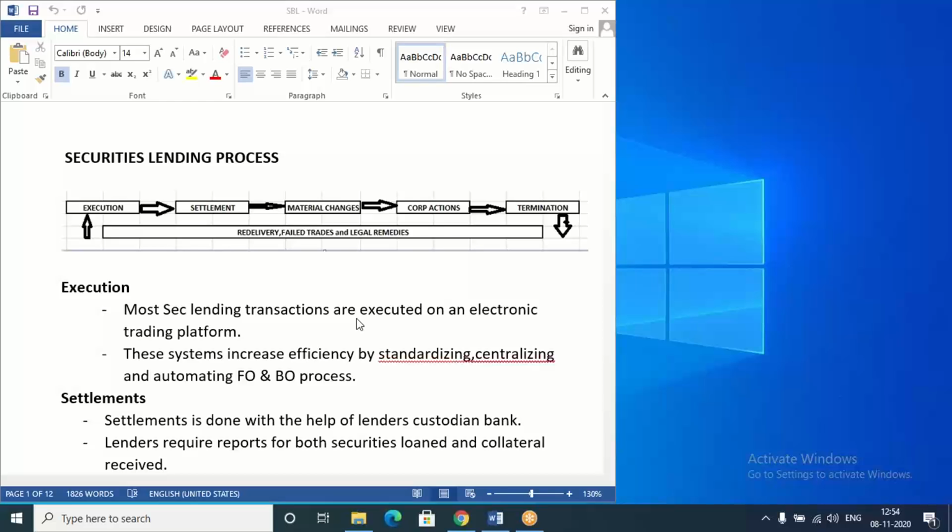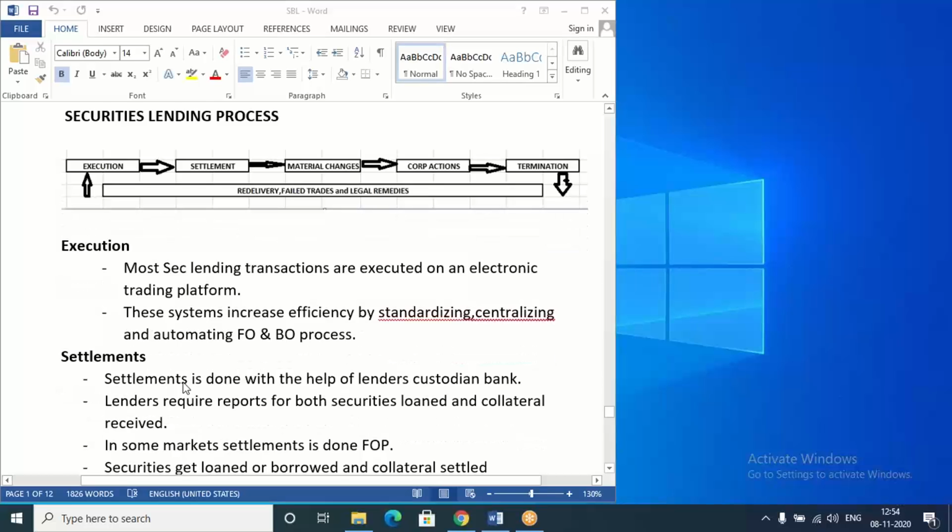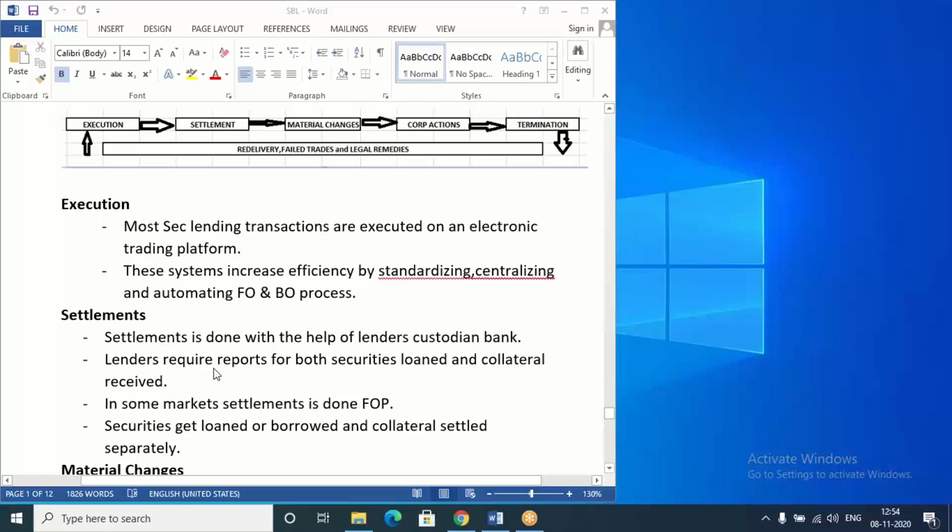Okay. The next stage is settlement. So settlement is done with the help of the lender's custodian bank. Lender requires a report of the securities that are loaned and the collateral that is received. In some markets, settlement is done FOP.